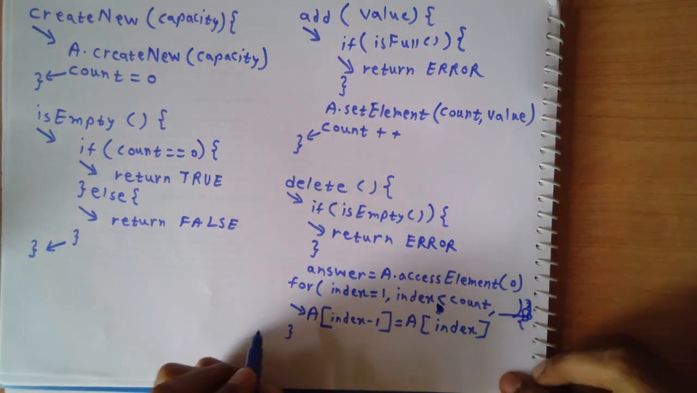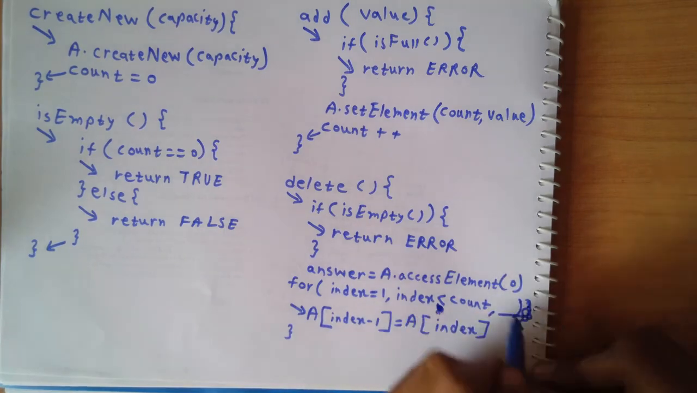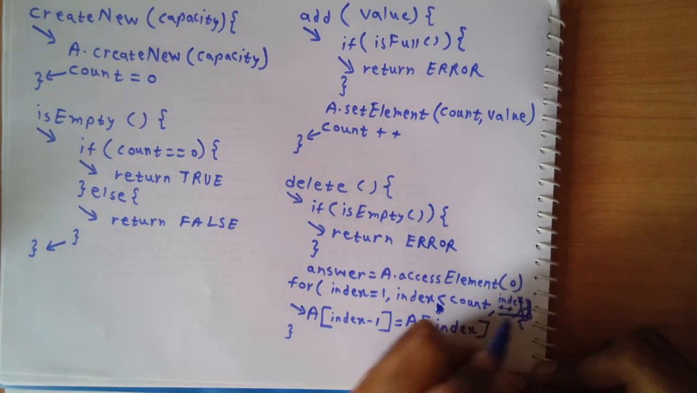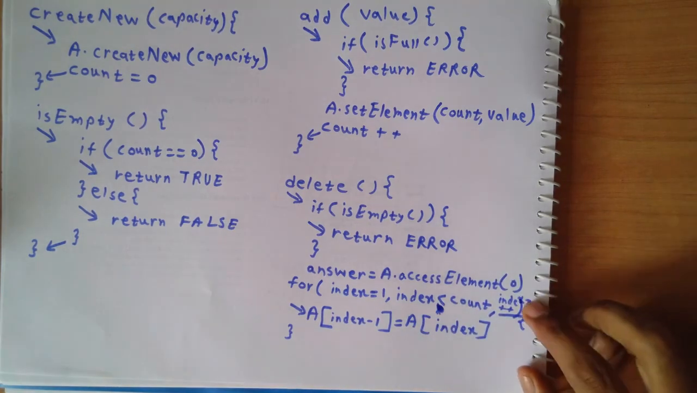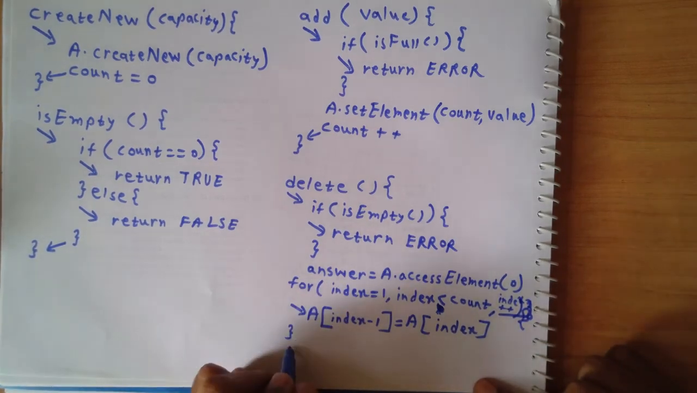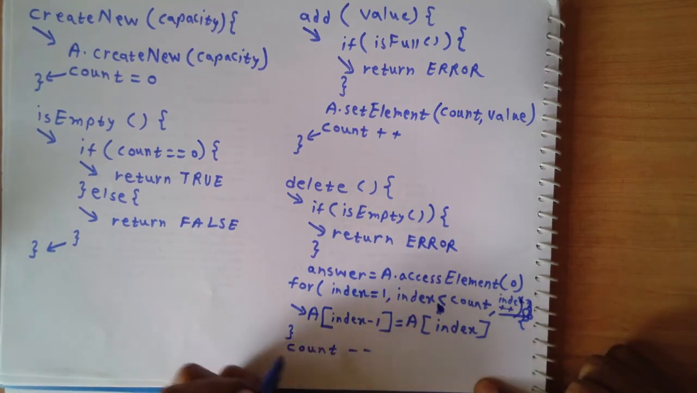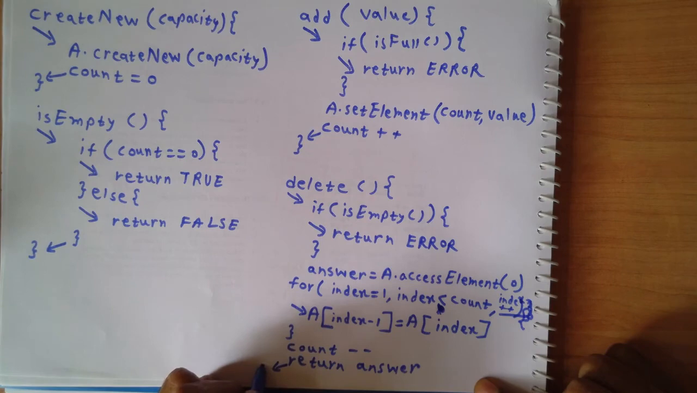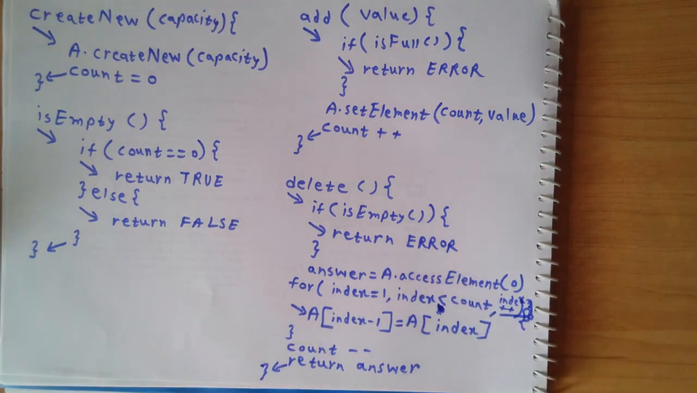And after that, here we should increment the index by 1 every time. So we should have index++ as our bookkeeping operation. And once we are done with this loop, we should reduce the value of count by 1 to indicate that one element has been removed. So we should say count minus minus, and then we should return the answer. And that's how our delete should look like. Then we should come one tab out and close this. Okay, so that's how our delete operation should look like.